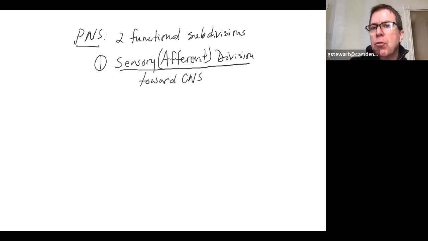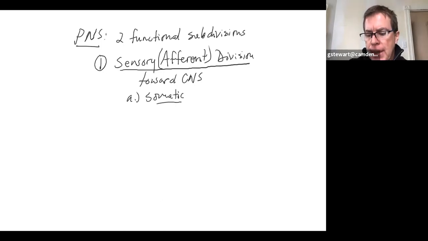Now, we had two subdivisions that I listed of this. We had something called somatic, and they're somatic sensory fibers. And these are fibers from the skin, skeletal muscles, things like joints.